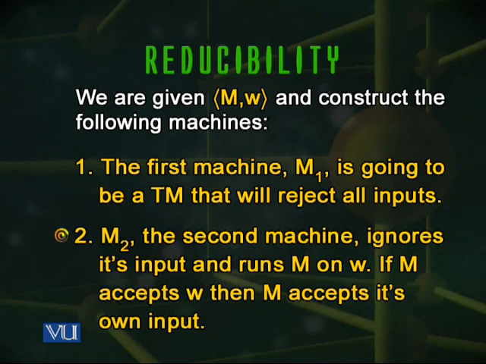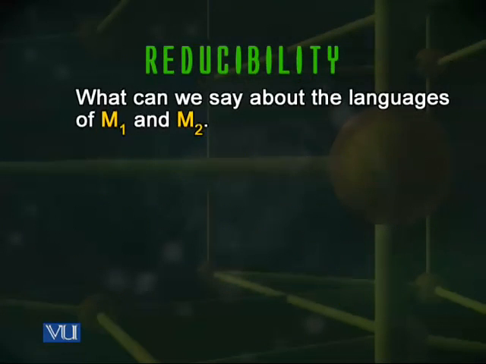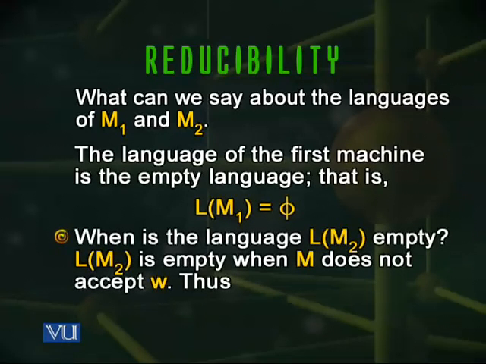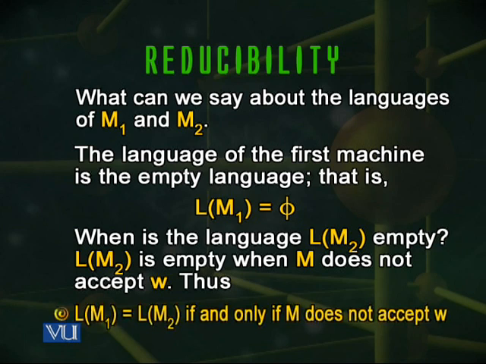If M accepts W, then M2 accepts its own input. So what is the language of M1? Well, it's the empty language because it rejects all possible inputs. On the other hand, when will the language of M2 be empty? Well, it will be empty only in the case when M does not accept W. Therefore, if we take the pair M comma W and construct this new pair of Turing machines M1 and M2, the language of M1 is going to be equal to the language of M2 if and only if M does not accept W. What does this mean? If M does not accept W, then the pair M comma W is not in ATM.